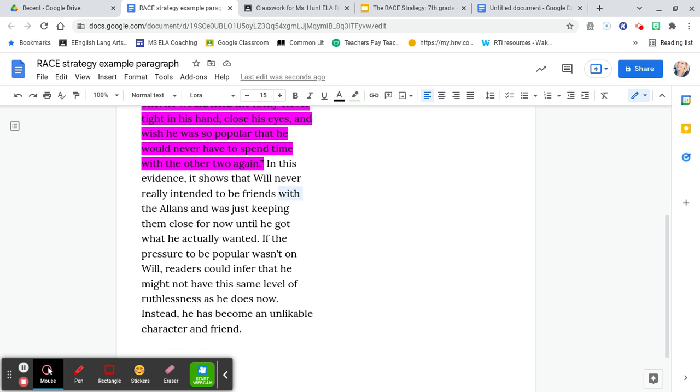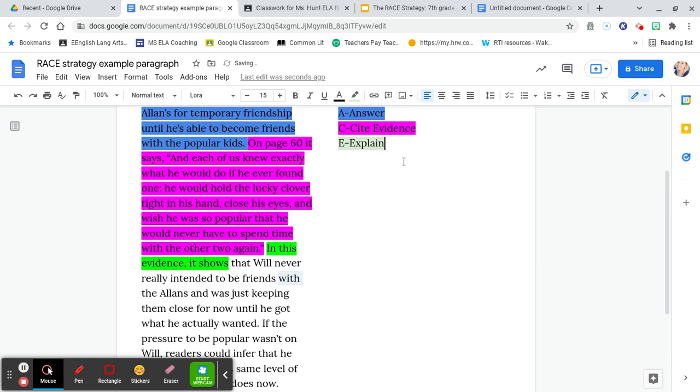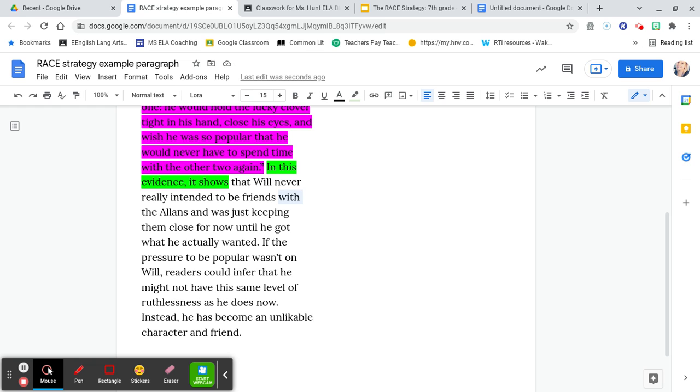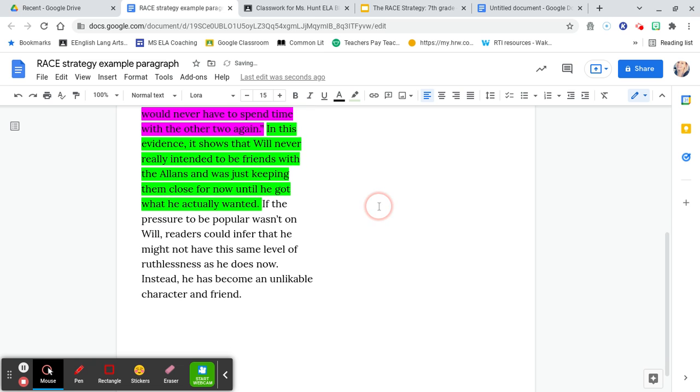And then the last step is my explanation. I said, in this evidence, it shows... and basically what I've done is I've explained just a couple of things in this explanation. I've explained what's going on in the evidence. Will never really intended to be friends with the Allens. He's just keeping them close for now. A brief explanation of what's going on in the evidence.